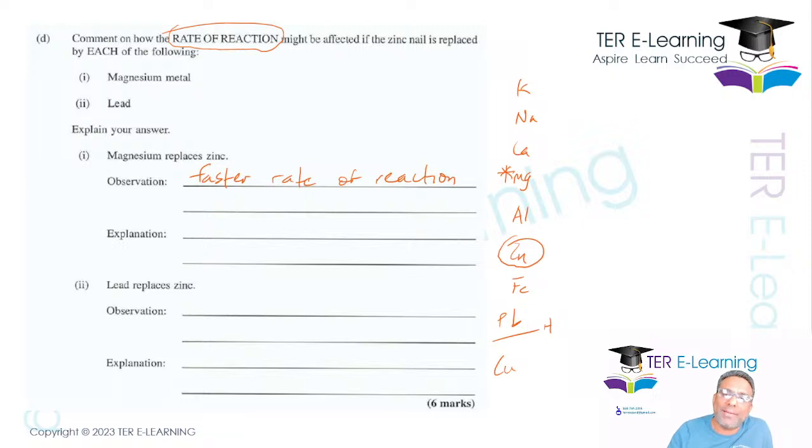And why? It is because look at where magnesium is. Magnesium is higher in the reactivity series. So all we need to say here is magnesium is more reactive than zinc. That's all we need to say here. You notice they're giving you plenty marks for this here, guys.